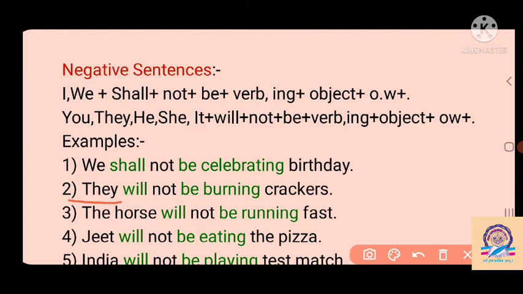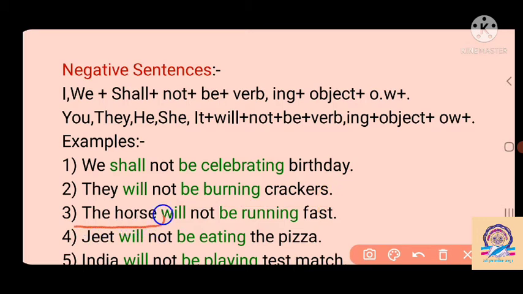Then the subject "they" is given here, so "they" is there, then we have to use will not here. With the subject "they" we have to use will not, then be we have to keep, then burn changes into burning crackers here, and last we have to keep the full stop here.